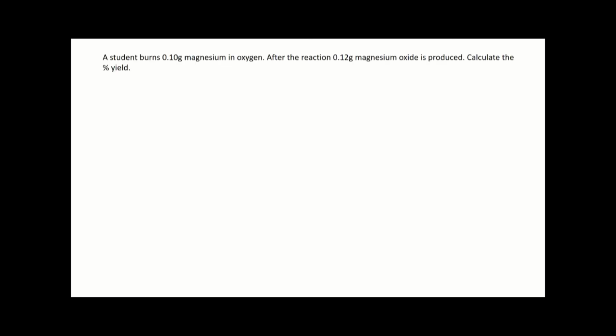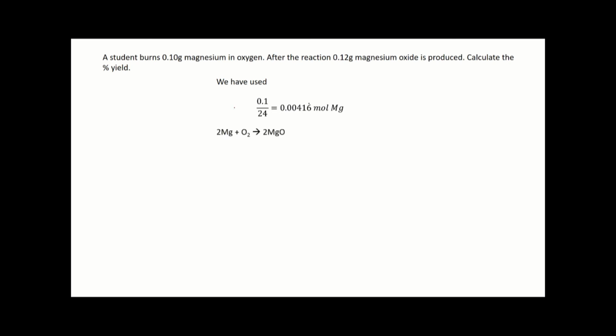So here's an exam question that you might come across. A student burns 0.1 grams of magnesium in oxygen. After the reaction, 0.12 grams of magnesium oxide is produced. Calculate the percentage yield. Right, so the first thing we need to know is how much magnesium oxide should we be getting, and we can do that by working out how much magnesium we've used, which is 0.1 grams of magnesium over 24, which will give me 0.00416 recurrent moles of magnesium.